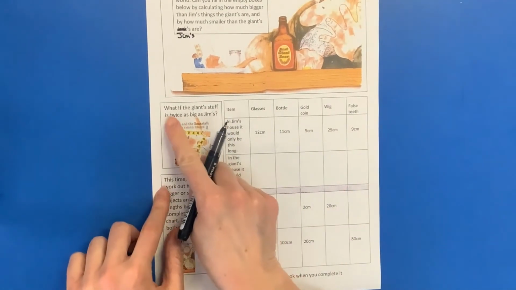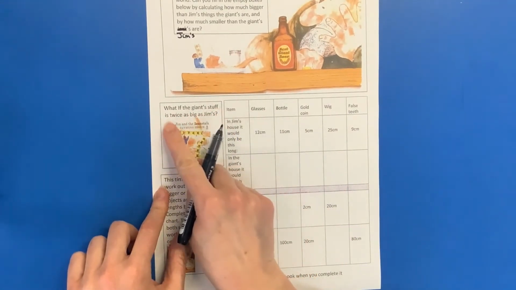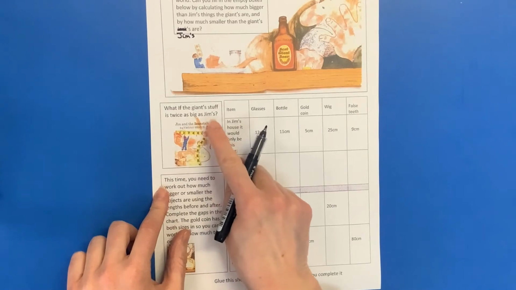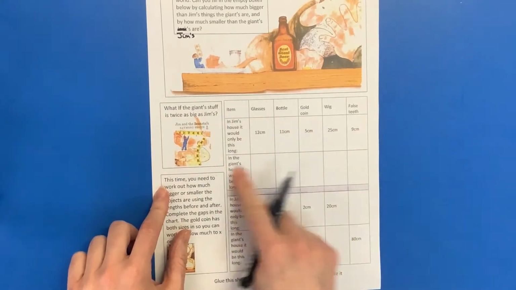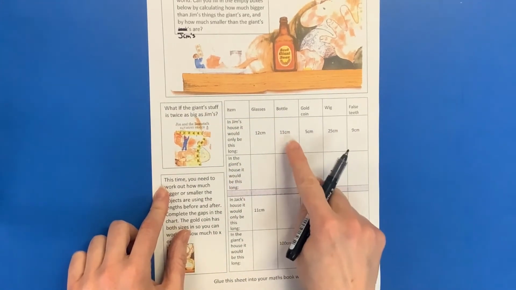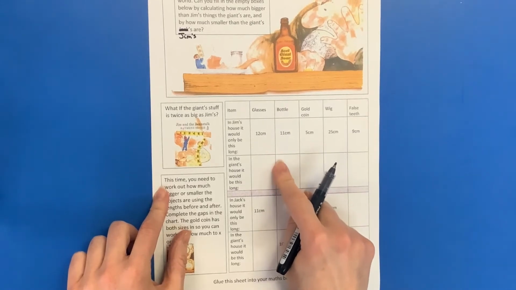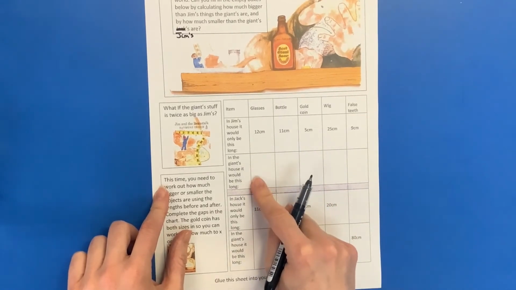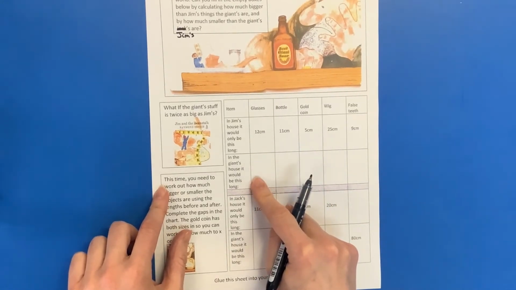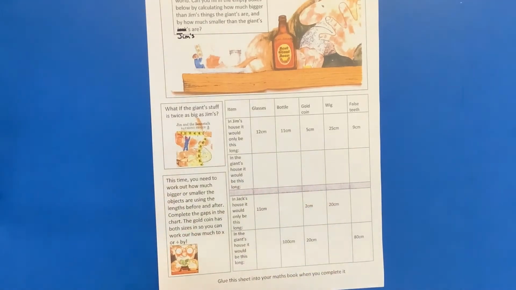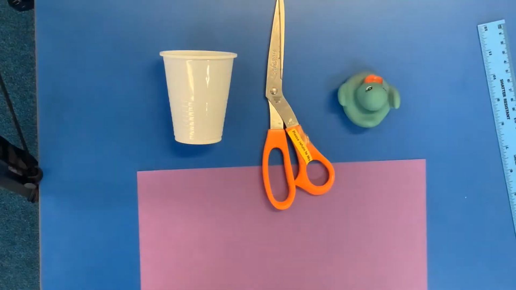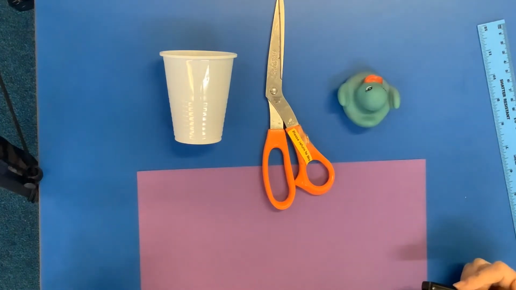Now, this says, what if the giant's stuff is twice as big as Jim's? Now, I don't want to do the answers with you here because I'd like you to have a really good think about it. Don't want to give you all the answers. So let's think about some different things. Okay, so let's imagine these things are in Jim's house. And if they were twice as big in the giant's house, how big would they be?